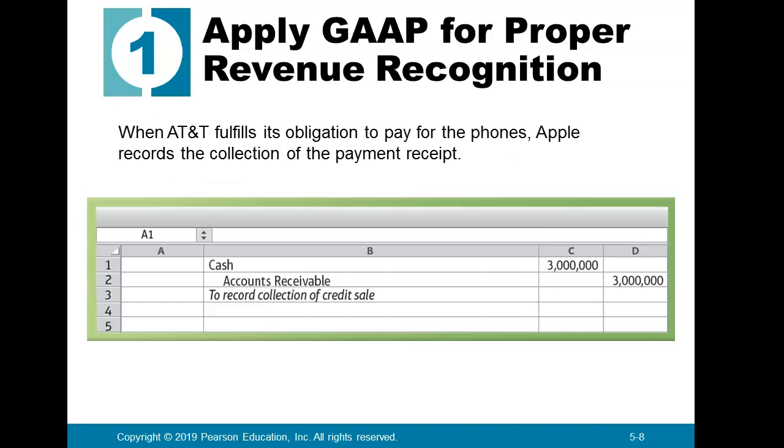So when AT&T actually pays the bill, and it says here when it fulfills its obligation, basically it's writing a check, and it's going to pay Apple for the actual goods that they receive. They are going to show on their books, oh, we got money.